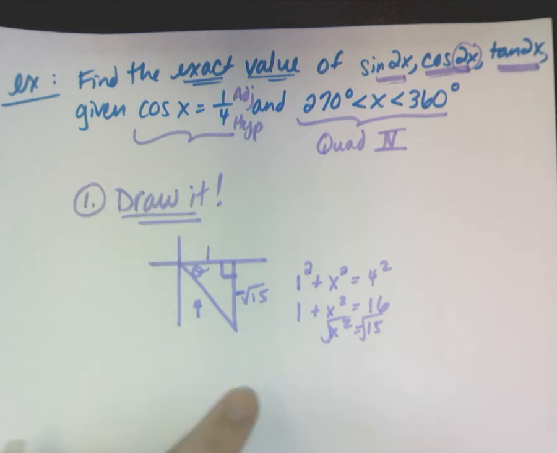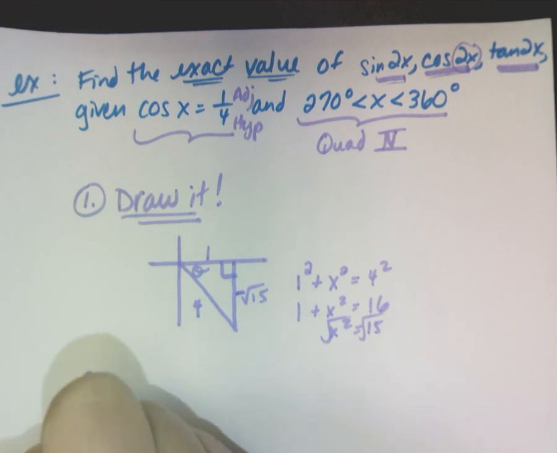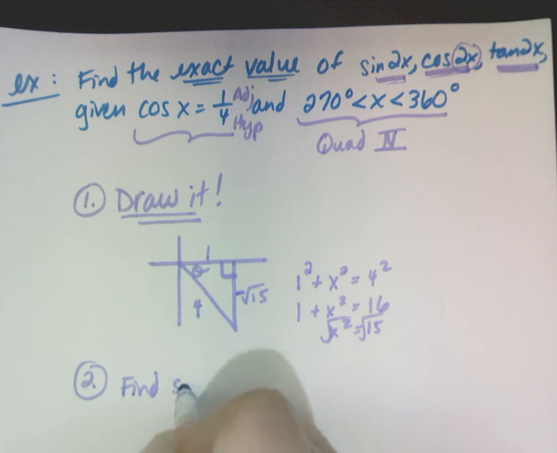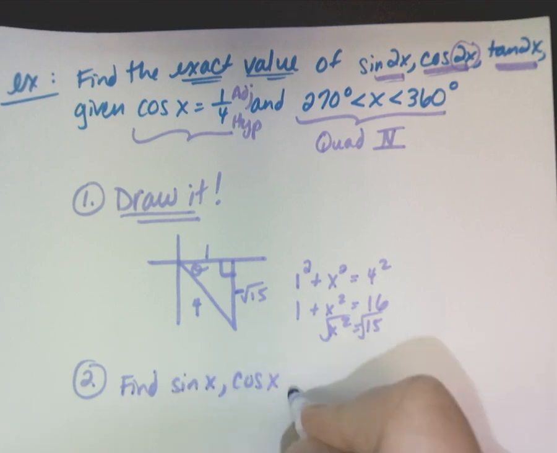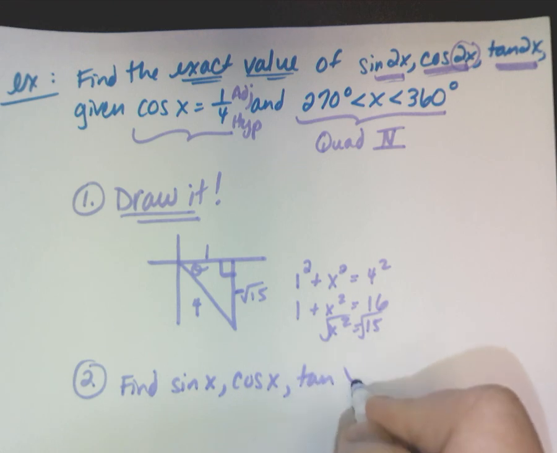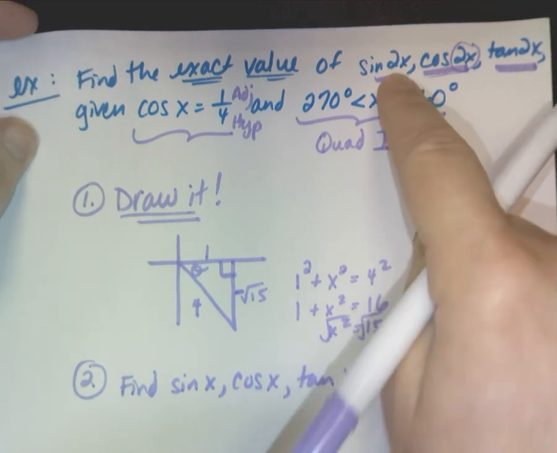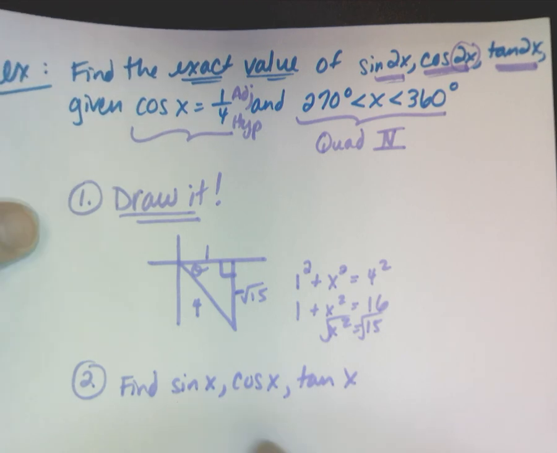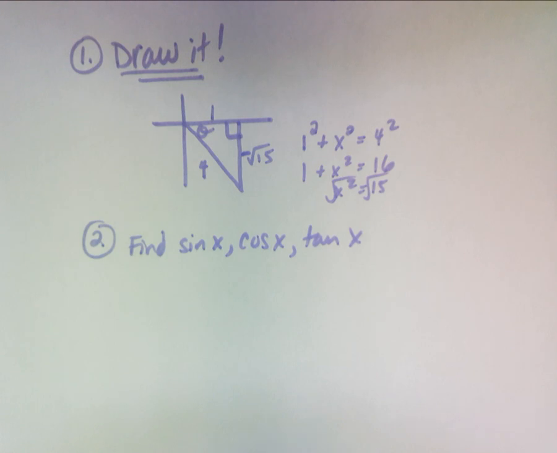Once you draw it and then label the parts of your right triangle, then step 2 on tonight's homework is you are going to find regular sine x, regular cosine x, and regular tan x, okay? We're not going to do these just yet. We're going to find, just like we did way back in last chapter, sine x, cosine x, tan x, okay?